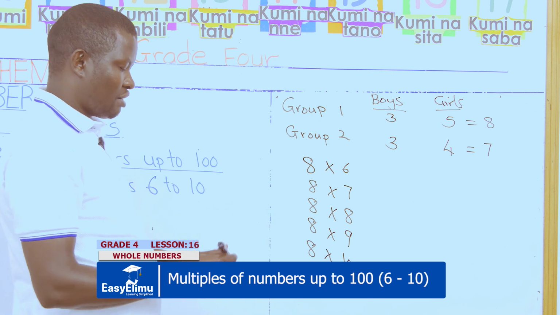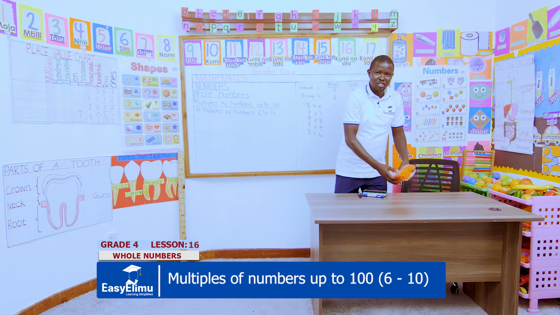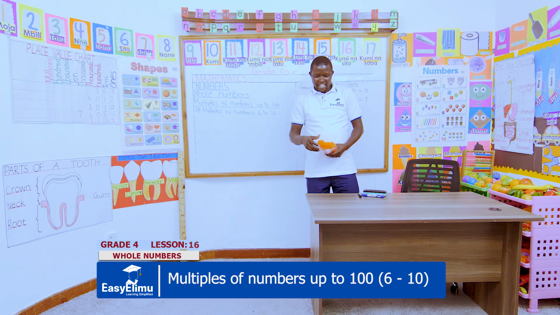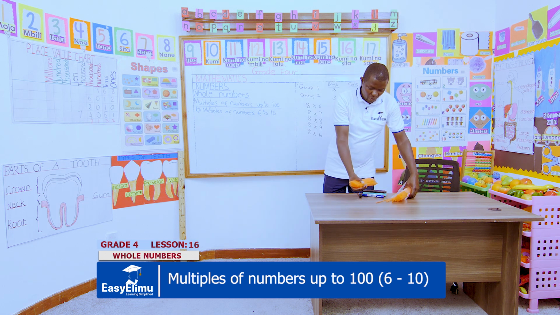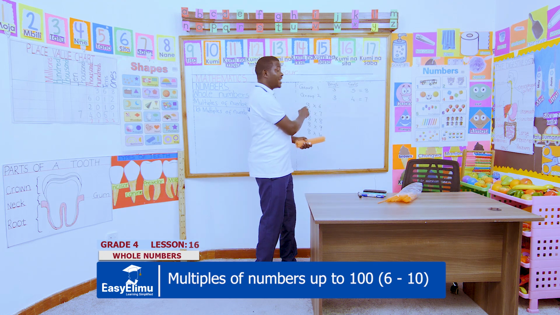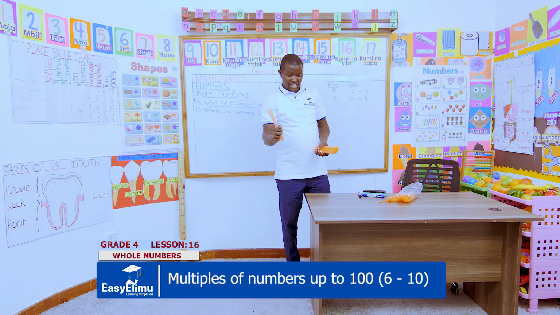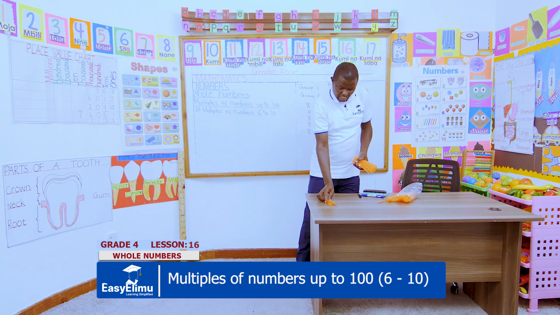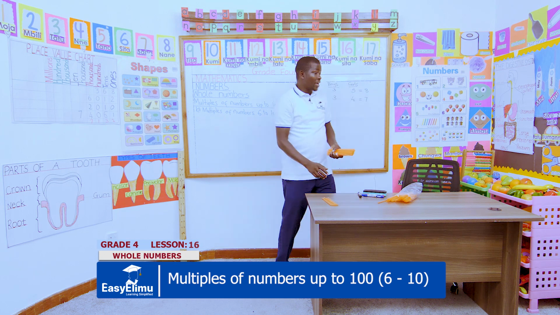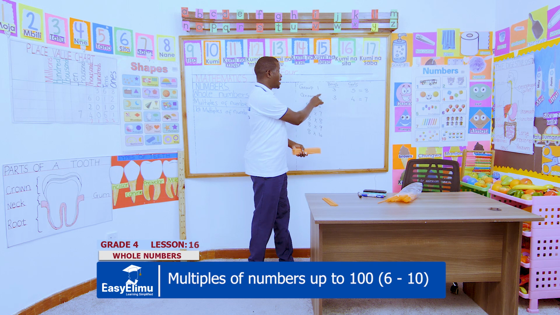Learners, for us to do this, today I have come with counters. We have so many counters for us to work with. In our groups, we are told group 1 has 8 learners. 1, 2, 3, 4, 5, 6, 7, and 8. Make sure every group has 8. Group 1 has 8 learners.